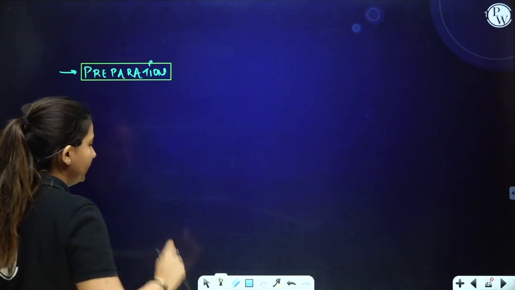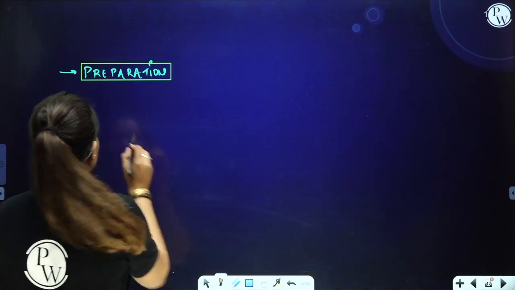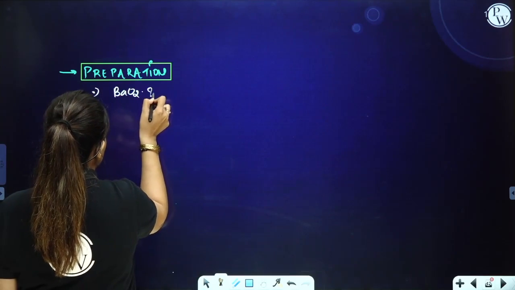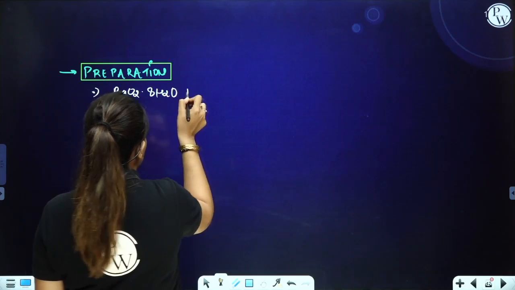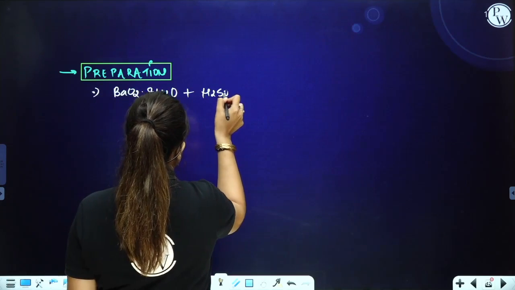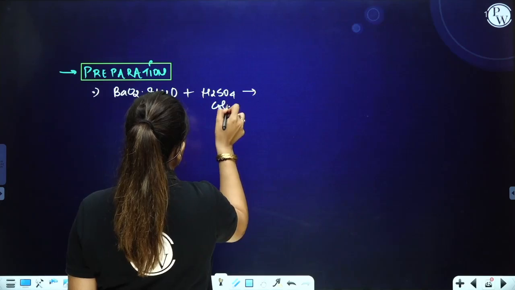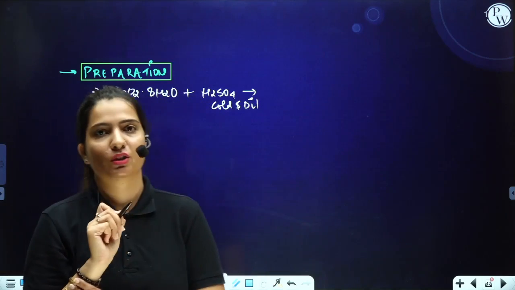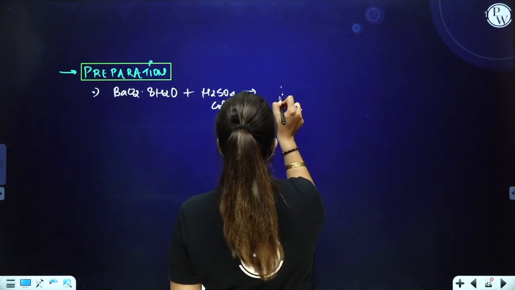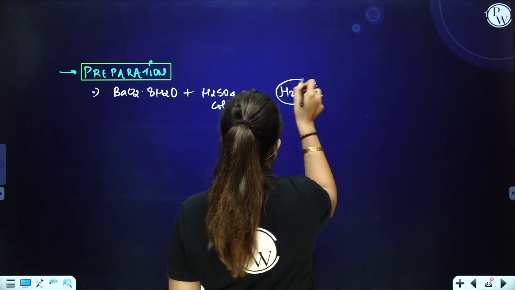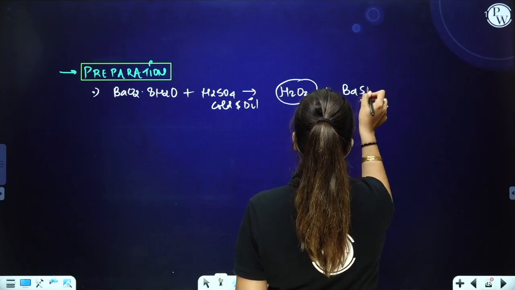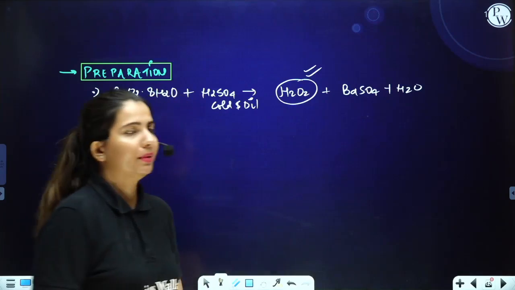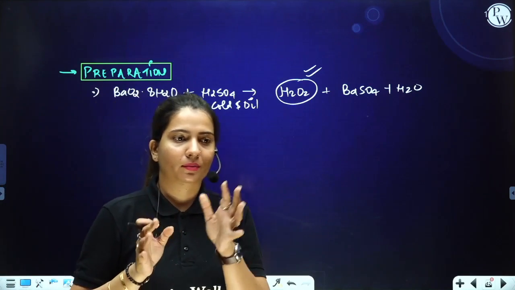Now what is happening over here? First of all, what we have to take? We have to first take barium peroxide and react it with H2SO4. This should be a cold and dilute solution of H2SO4. React these two. You are going to get first your H2O2, your desired compound, then barium sulfate, and then water. So what is the desired product? It is your H2O2. The first method is with the help of barium peroxide.